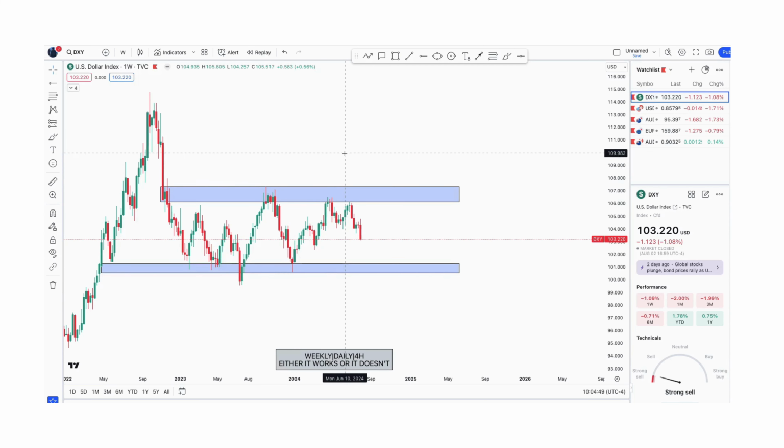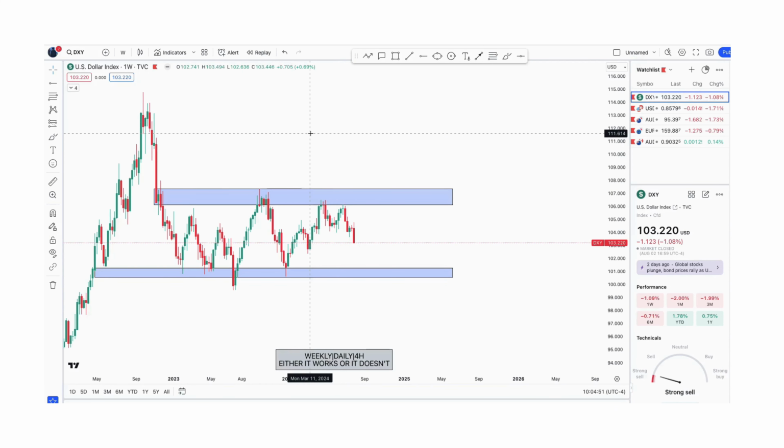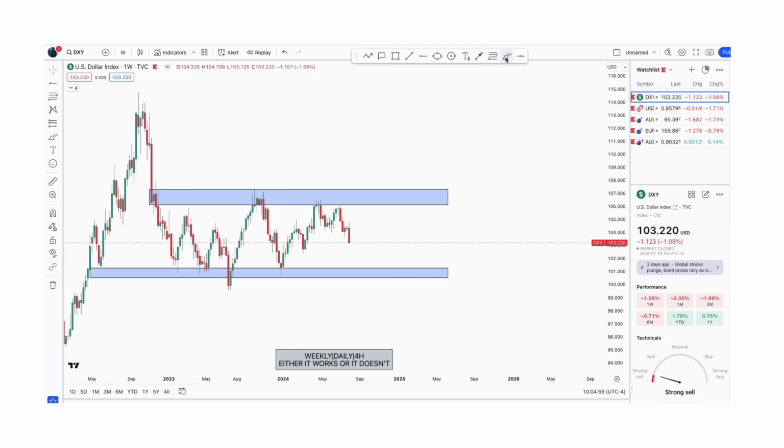All right, so we got the DXY. We're going to talk about this a little bit because last week we had a lot of news coming off NFP week on Friday. So the dollar is shorting. On the weekly time frame, we can observe that we have support, support, support, and support, as well as resistance, resistance, resistance.